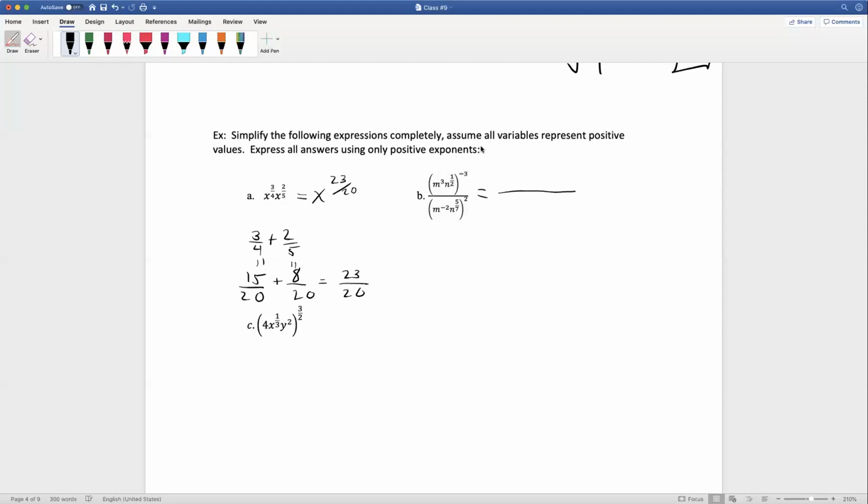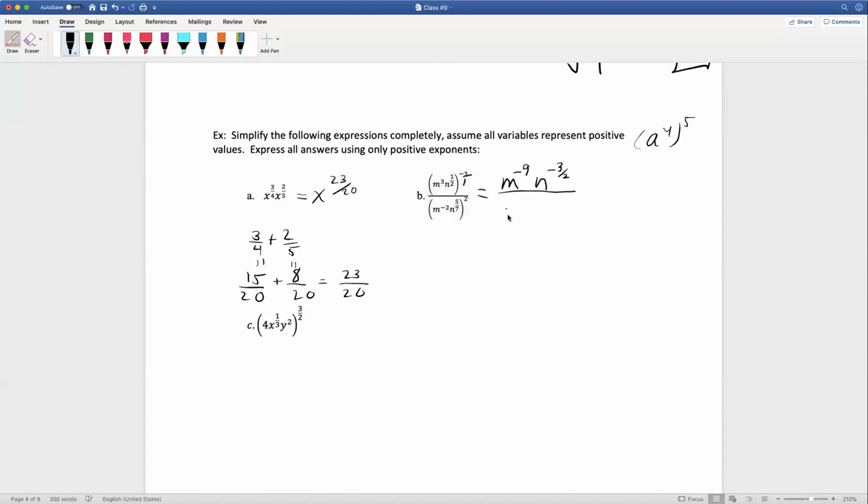m cubed times n to the 1/2, all raised to the negative third power. So for this example, remember what happens when you raise something to a power and you raise it to a power again. If we had something like a to the 4th raised to the 5th power, then we multiply exponents. That's the same thing as saying a to the 20th. It's the same exact thing here. So we're going to multiply exponents, just as some of the exponents happen to be fractions. So 3 times negative 3 is negative 9. 1/2 times negative 3 over 1 is negative 3 over 2.